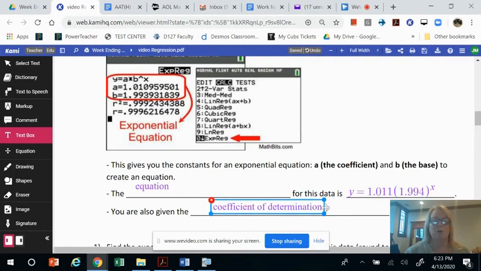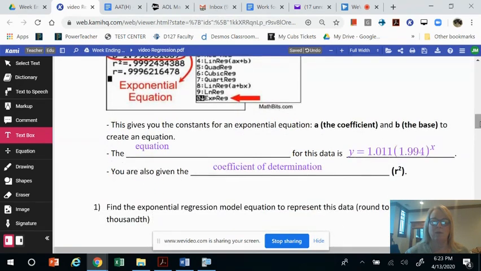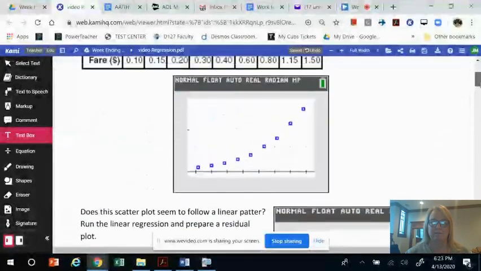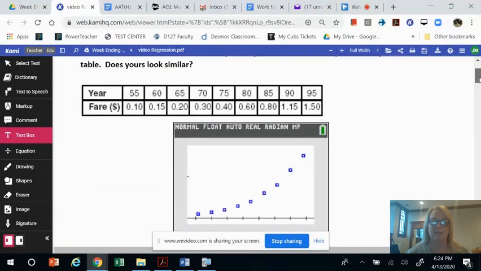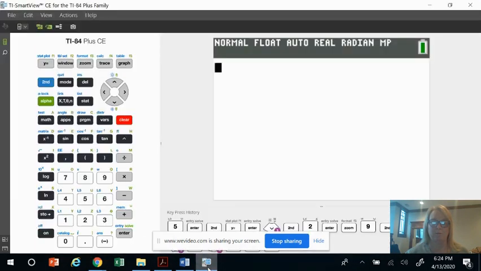So now we're going to actually go through how do you make this model. And we're going to go back up to the first page to look at that data. And that data was about the year and I believe public transportation fare. I'd like you to go ahead and put this in on your calculator. I have already put it in on my calculator. So if you want to pause right now, that would be a good time, and restart the video when you have the information in on your calculator.